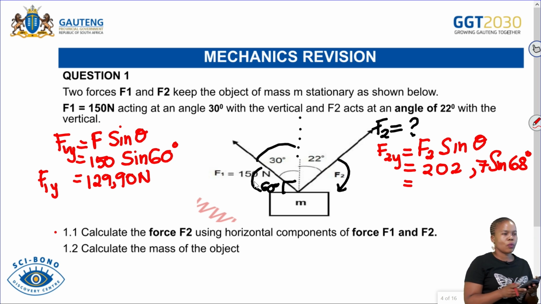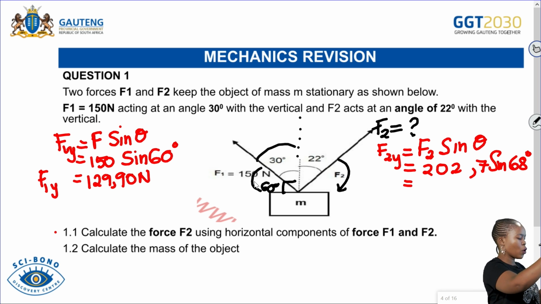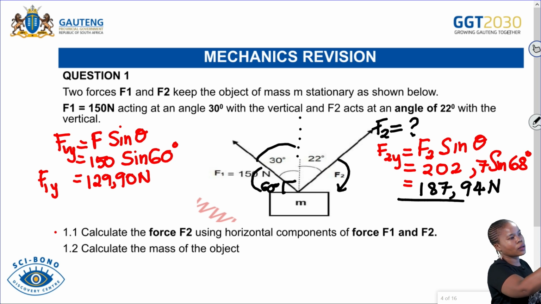Okay, so now we have 202.7 sine of 68. That's more like it. So it's going to be 187.94 newtons. Don't forget this is our F2y.